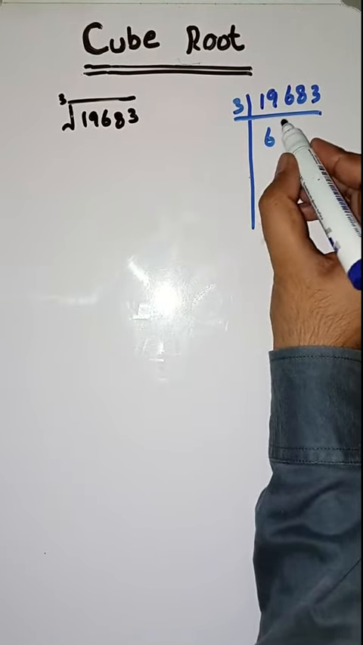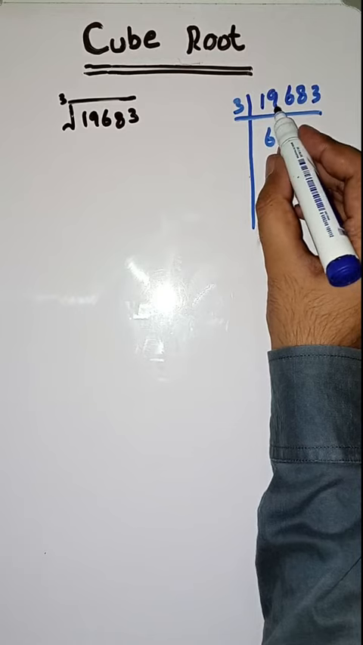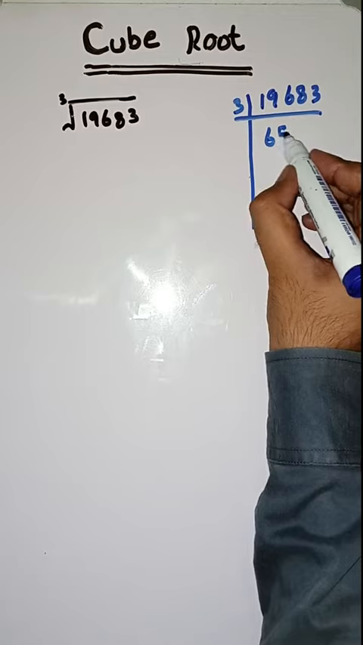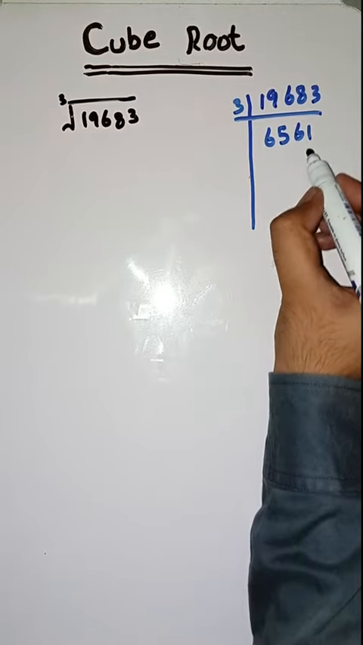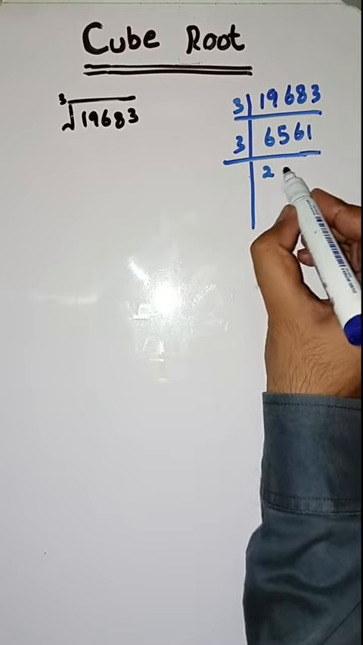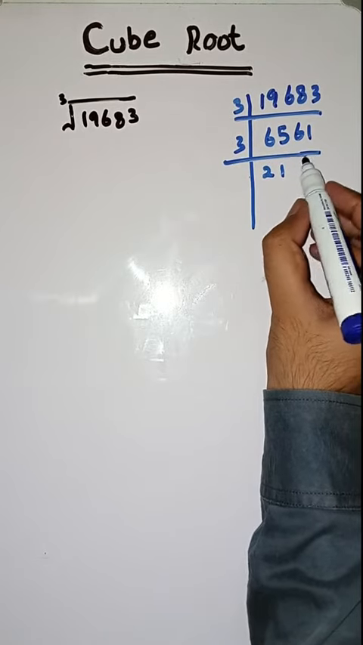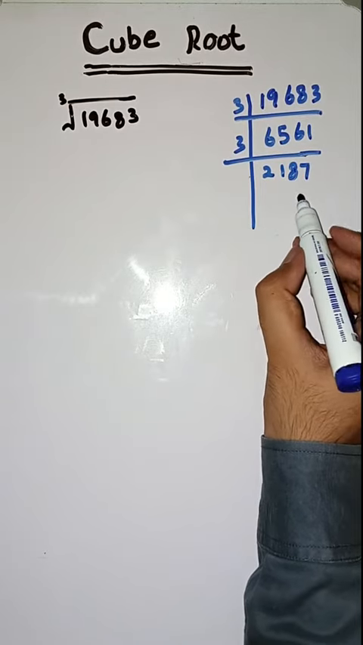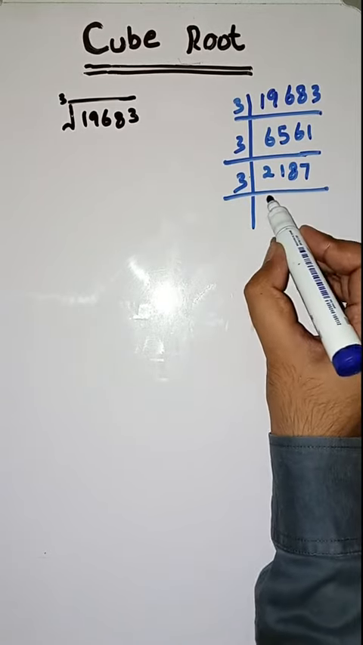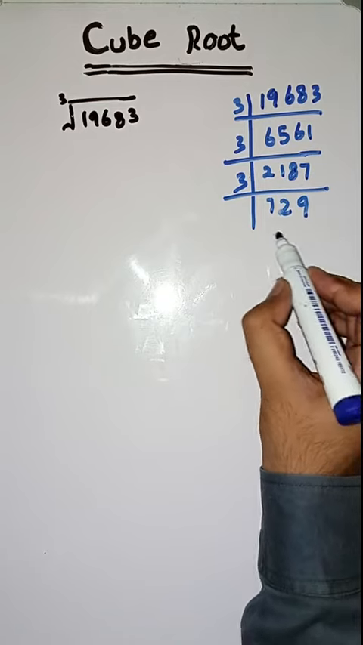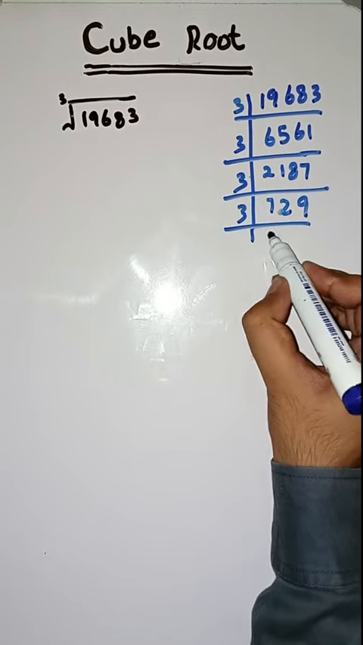3 6s are 18, 1 carry. 16, 3 5s are 15, 3 6s are 18, 3 1s are 3, again with 3, 3 2s are 6, 3 1s are 3, and 26, 3 8s are 24, 21, 3 7s are 21, again with 3, 3 7s are 21, 3 2s are 6, and 27, 3 9s are 27, and again with 3, 3 2s are 6.